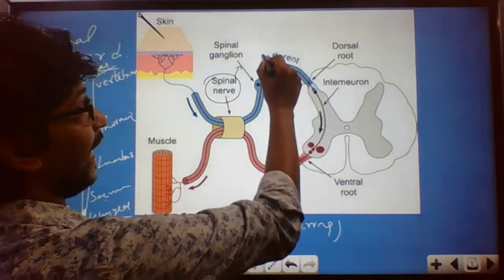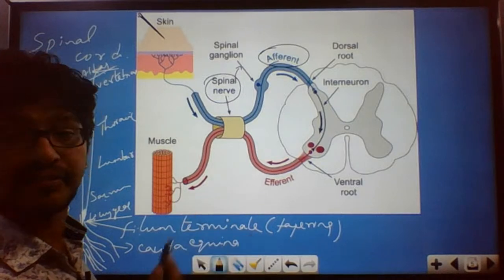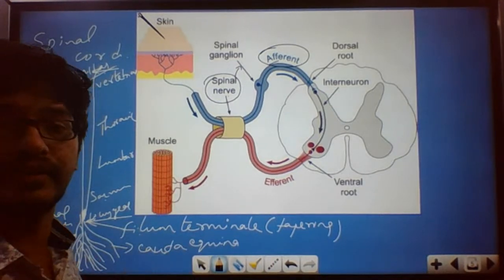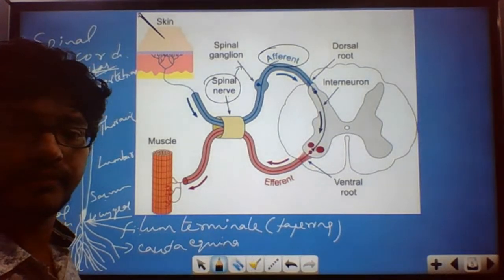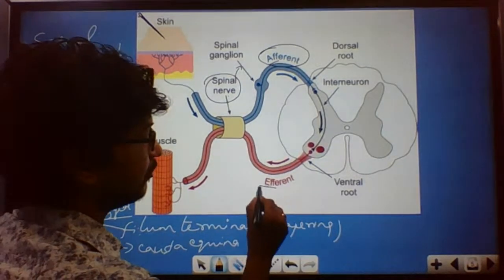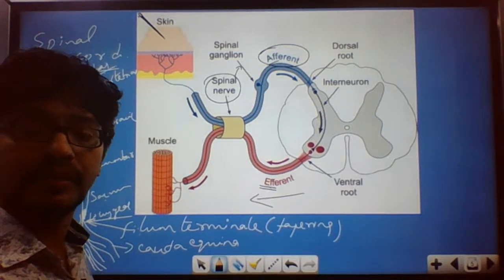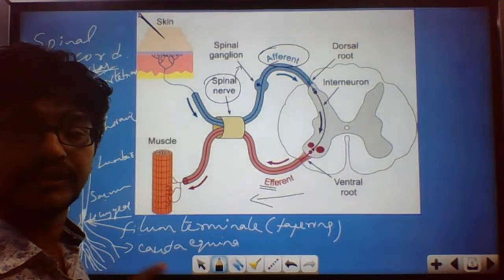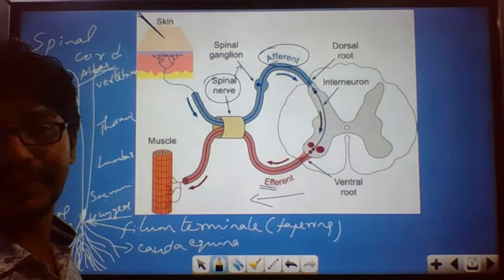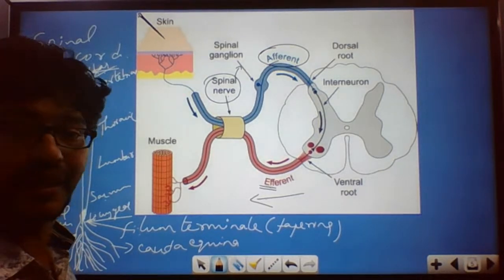Then afferent. Always remember, AFF means going inside. EFF means coming out. Like in textiles, effluent means the wastes coming out. When we studied the kidney and nephrons, we studied afferent arteriole and efferent arteriole. AFF means going inside, EFF means coming outside. Going in is AFF, coming out is EFF.